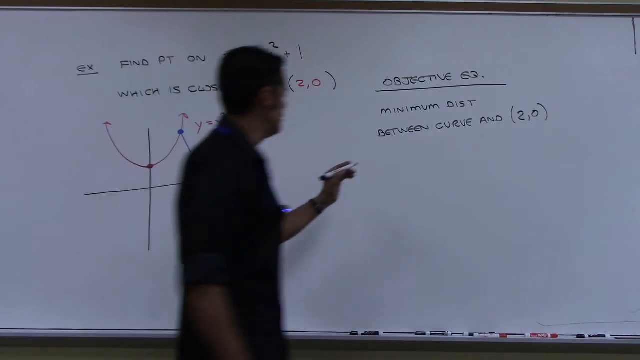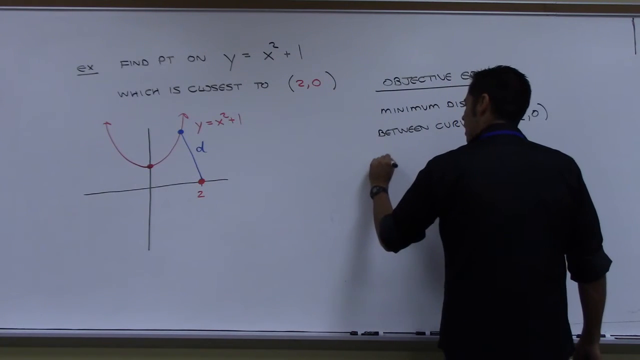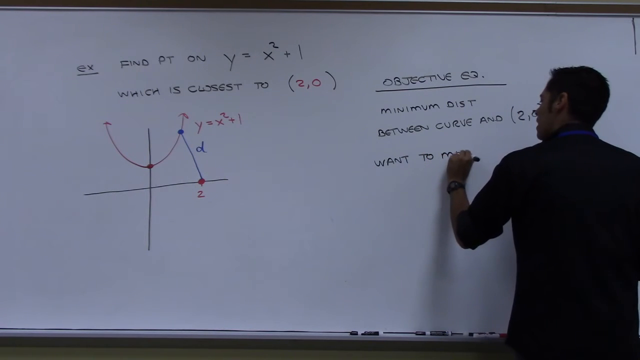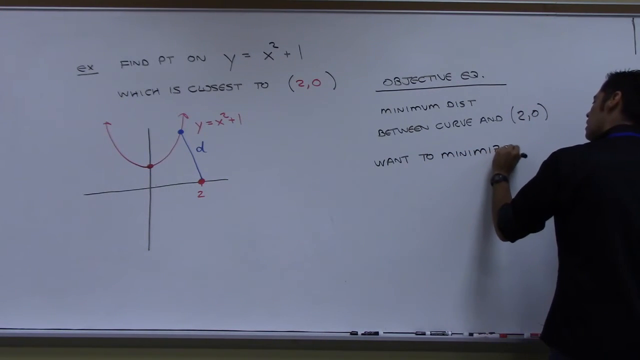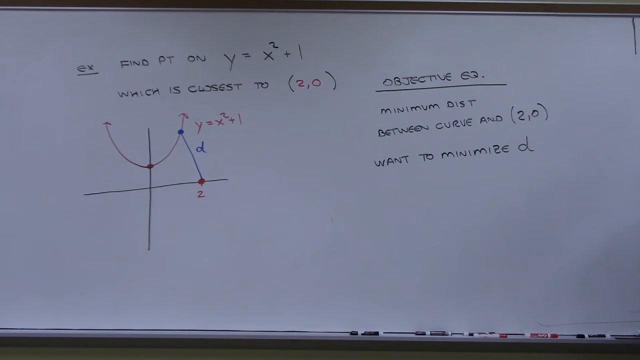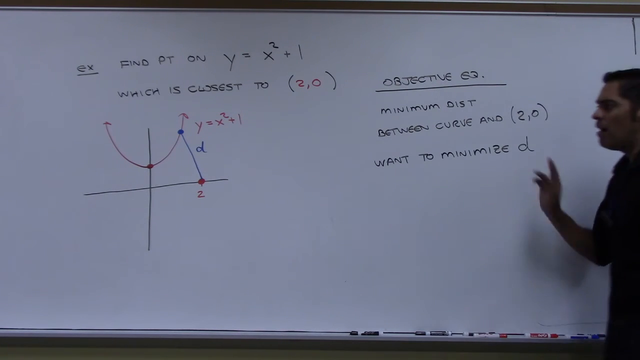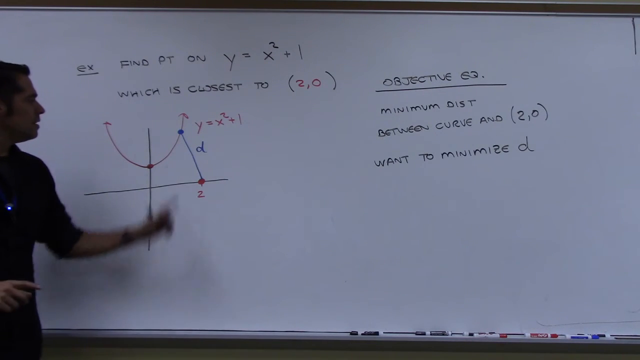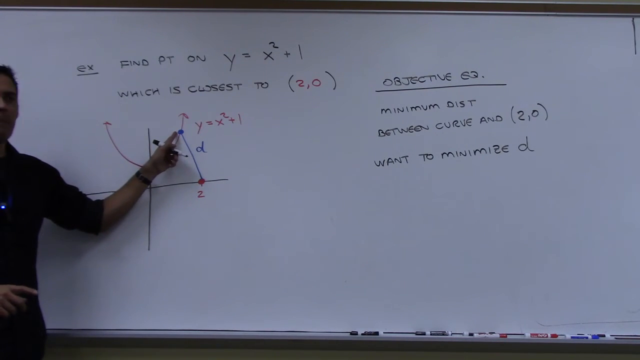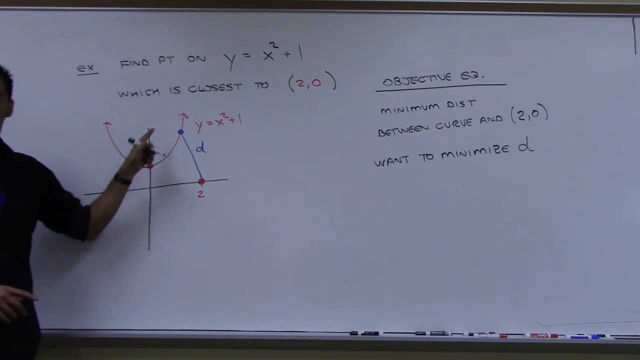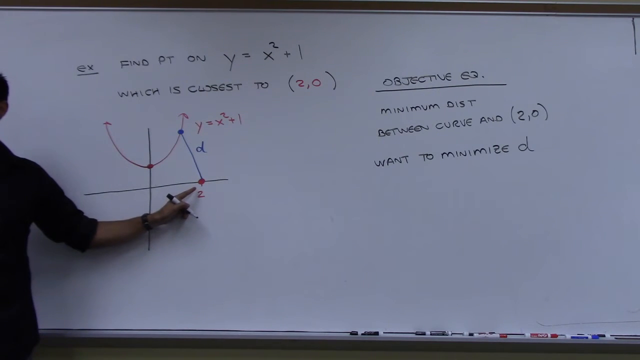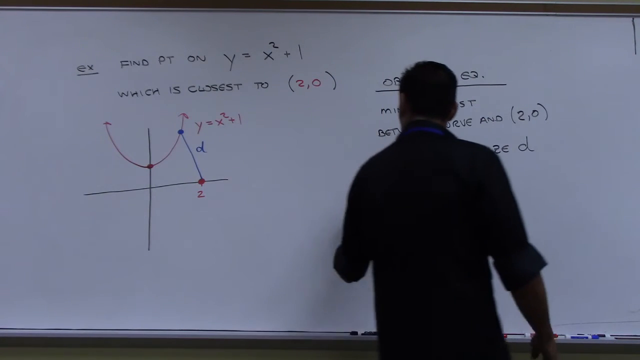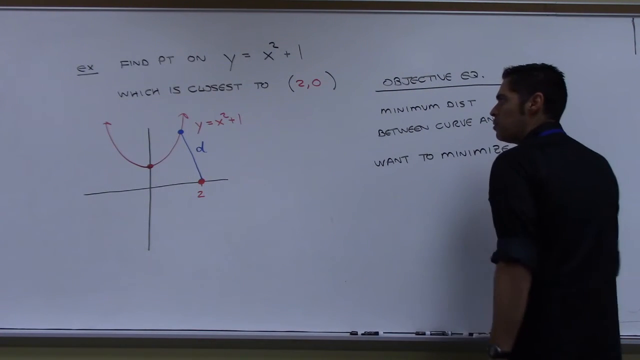So now that I've drawn that, I want to minimize little d over there, don't I? I want to find how I can make d the smallest possible thing. But the key is that point right there cannot be anywhere. It's got to live on that curve, right? And this point right here is always stuck at 2, 0. So now, using what you know about distances, what is the distance between 2 points?